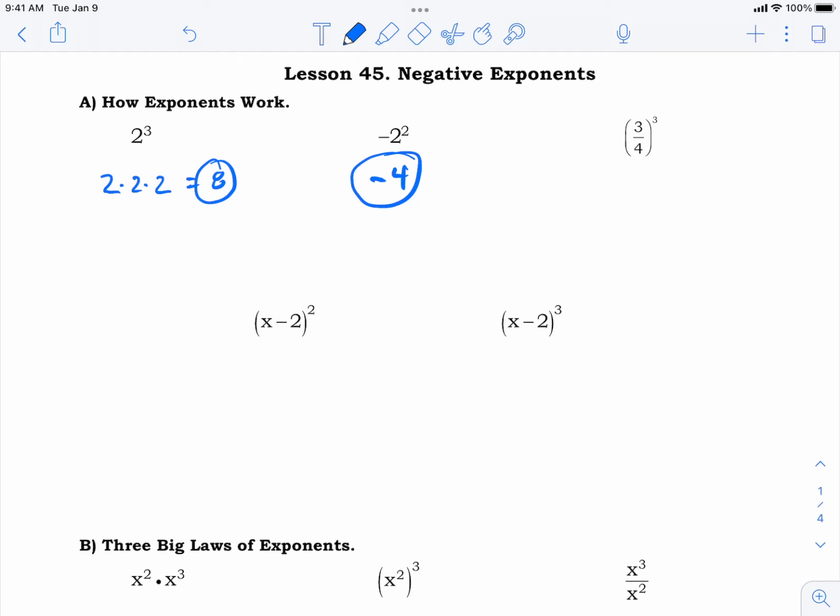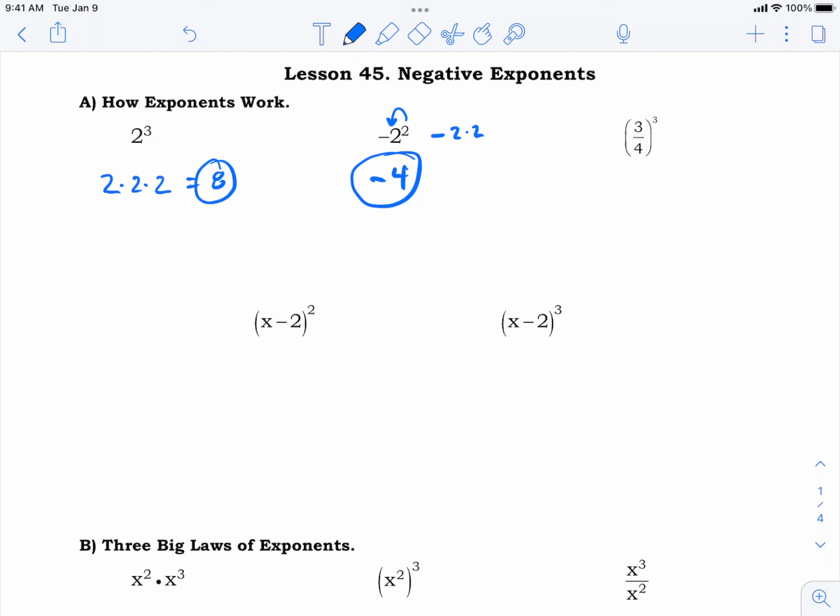It's negative 4 because we are not squaring the negative 2. We are squaring the 2. And then it's negative at the end, okay? We are squaring the 2. This is a negative 2 times 2, if you write that out. You make 2 copies of the 2, not the negative, just the 2. The exponent is on 2. So it looks exactly like that, and so you actually get negative 4.